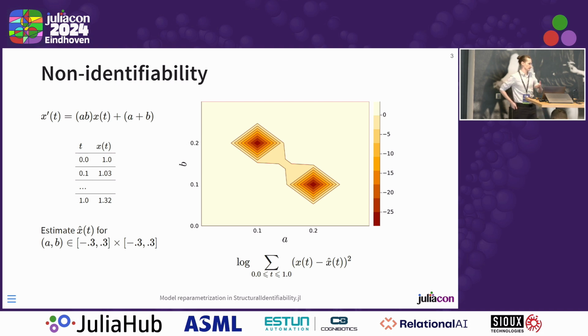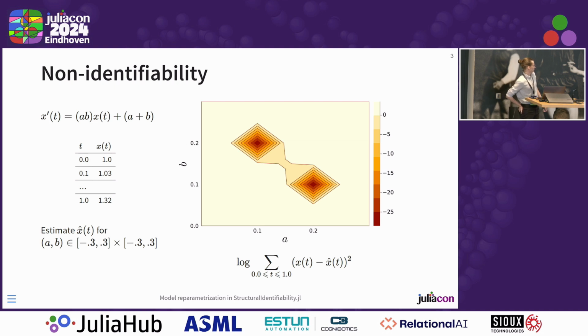We can see this if we construct the graph in the following way. Let's just take values of parameters a and b in some square grid, plug them into the ODE, solve the ODE, and plot the error between the real data and the data that we have just estimated. On the graph on the slide, the x-axis is the value of parameter a, the y-axis is the value of parameter b, and the color is the magnitude of errors that we get between the real data and the estimated data.